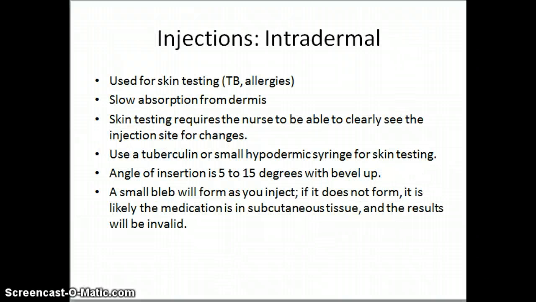When we look at the intradermal, that's used again for allergy testing or tuberculosis testing. It's a skin test that requires us to be able to clearly see the injection site for changes. We use the 5 to 15 degree angle again with the bevel up, and we want that small bleb to form. We use a tuberculin or a very small syringe for this type of testing, and as we inject the medication, we look for the bleb.